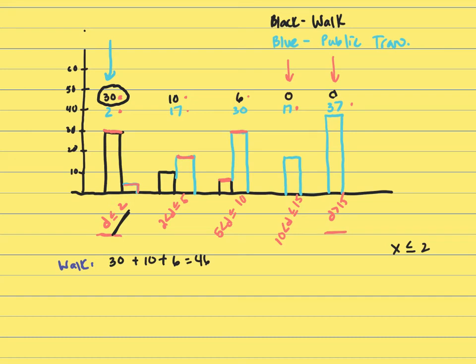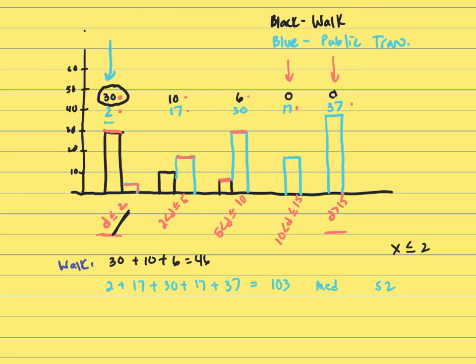And now let's look at public transportation. Public transportation are the blue numbers. And I've got 2 plus 17 plus 30 plus 17 plus 37, and that's 103. The median would be the very middle one, because that's an odd number, would be 52. Where is the 52nd person?